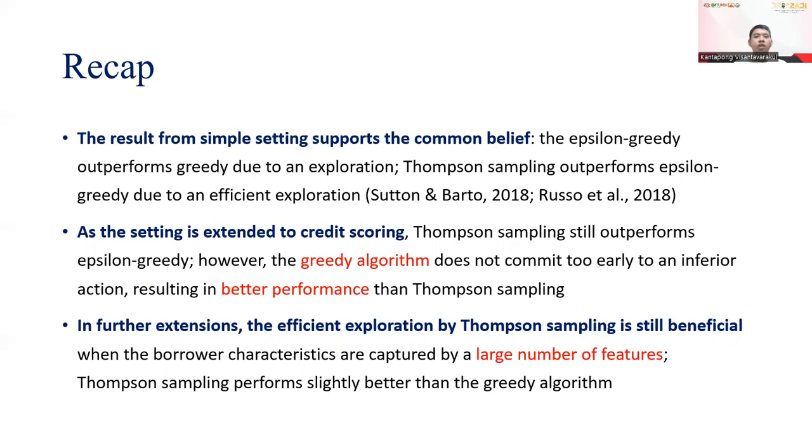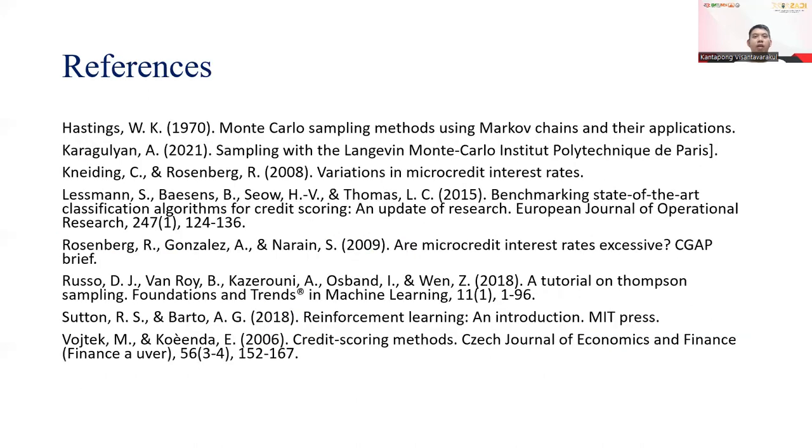And in further extensions, when we increase the dimension, we can see that the efficient exploration by Thompson sampling is still beneficial to algorithmic performance, because when the borrower characteristics are captured by a large number of features, Thompson sampling performs slightly better than the greedy. And Thompson sampling outperforms the epsilon greedy, similar to the traditional results from traditional reinforcement learning. And this is the end of the presentation, and we welcome Q&A from the floor.